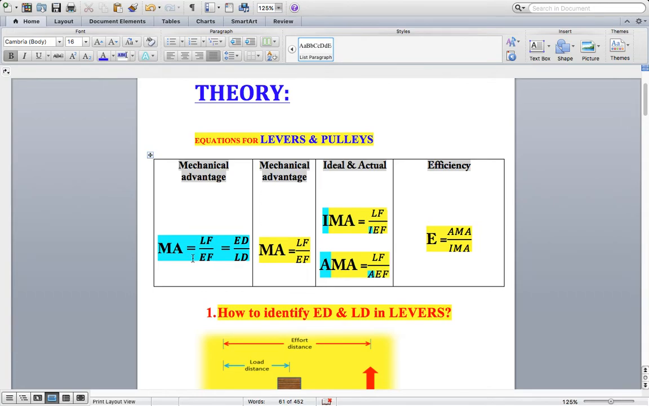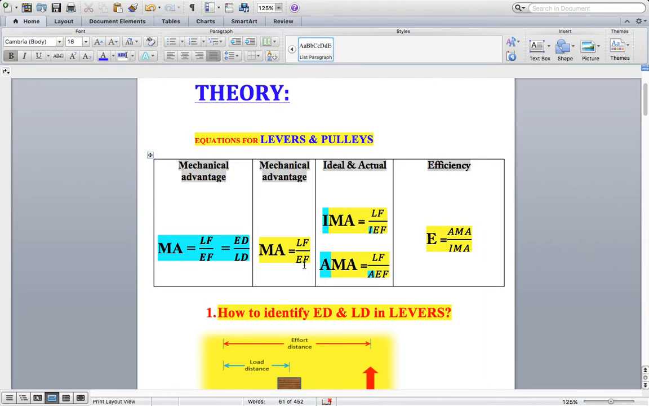Sometimes, mostly in lever problems, they will give effort distance and load distance only. So in that case, you have to follow this equation. Please study this one because this is very important. MA, mechanical advantage, is load force over effort force, or effort distance over load distance. So let's start with this one. MA is load force over effort force.